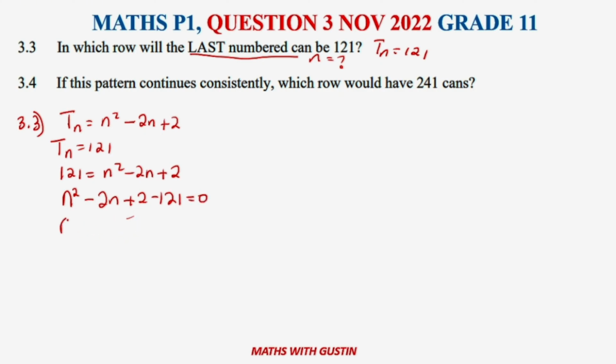What you're going to have here is n squared minus 2n, and then when you do 2 minus 121, did I do this correctly? Yes, I did. It's going to give negative 119 equals 0. Therefore we need to solve this one.